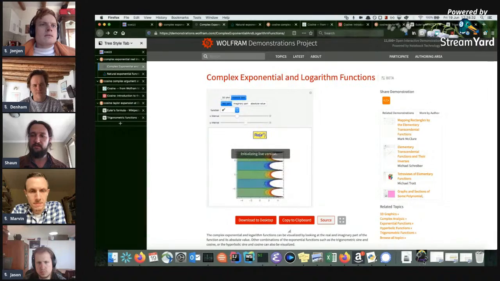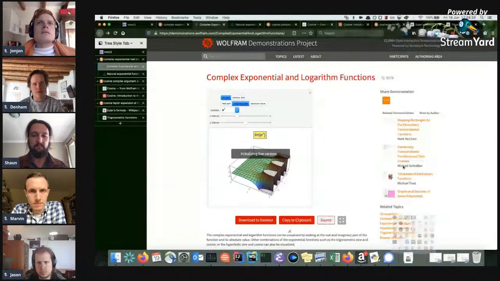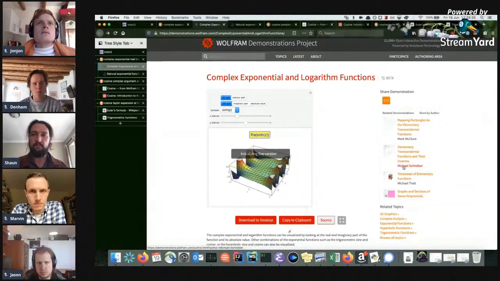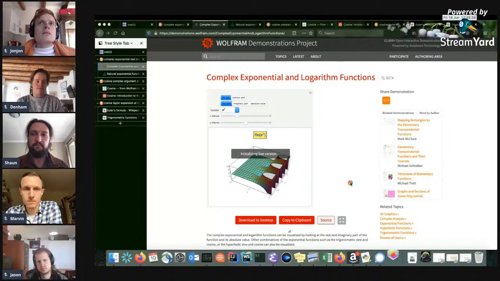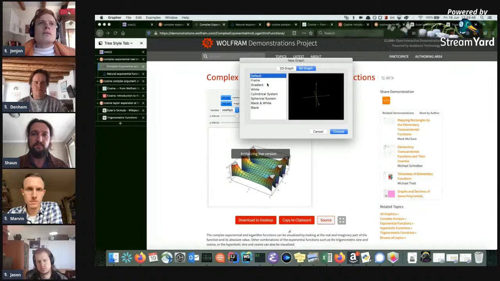I wonder actually if I can do something. See if this works. But the base plane, yes.